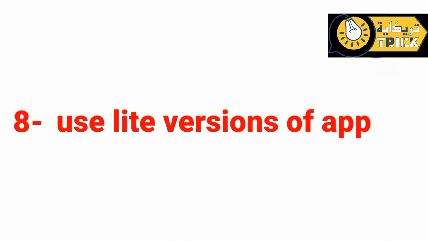Number 8. Use lite versions of applications. This is useful for those who own phones with medium specifications and limited hardware budget. Those users need to install a lite version of their applications. We can find many popular applications that offer a lite version. Using the lite version of an application improves the performance of the phone and reduces lag. This means the Android phone will be faster.